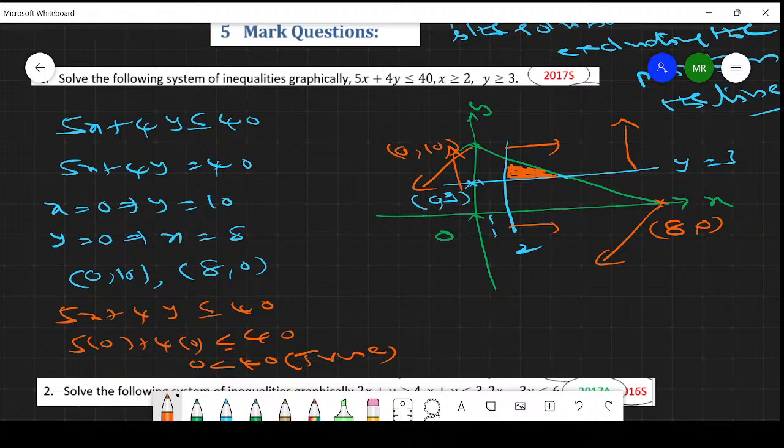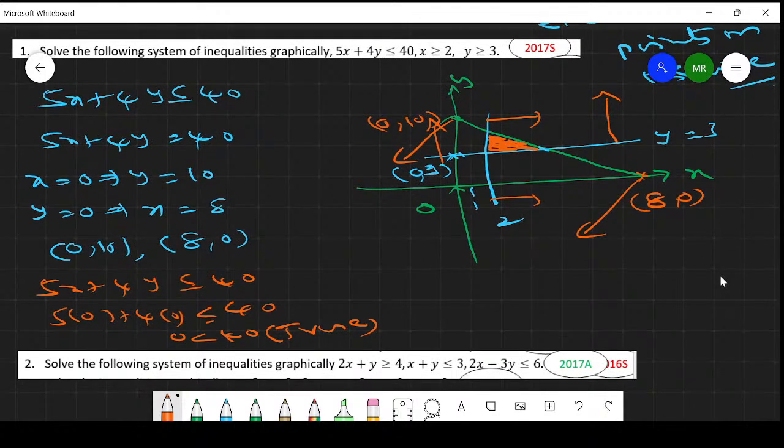Now I have taken a rough diagram. You should draw this perfectly. Between the shaded region is the solution, including the points on the lines. It is a 5 marks problem. You should write the scale also. Definitely you should write the scale on the x-axis and y-axis. That is important. The scale you should represent always in the graph sheet on the x-axis.